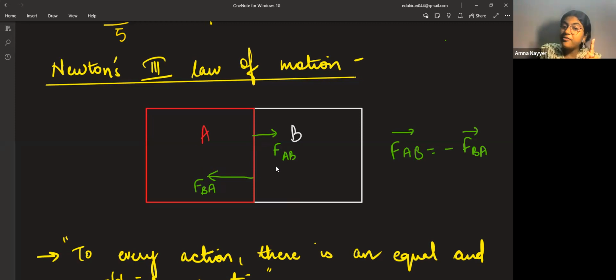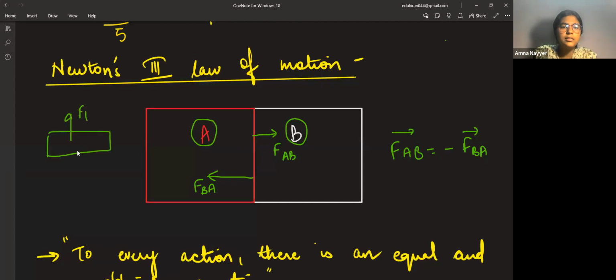when force FAB occurred, on which body did it occur? It occurred on B. Force from A was exerted on B. Now the second force is being exerted from B on A. Can you see two different bodies? It's not like I have taken one body and a force is acting upwards and a force is acting downwards, equal in magnitude. Then they should just balance each other. No. That is occurring in the same body, so they would cancel each other.